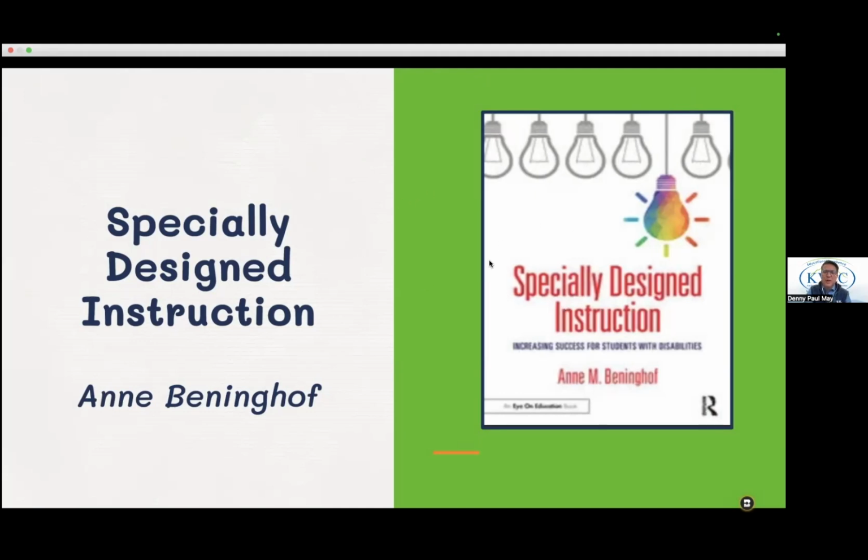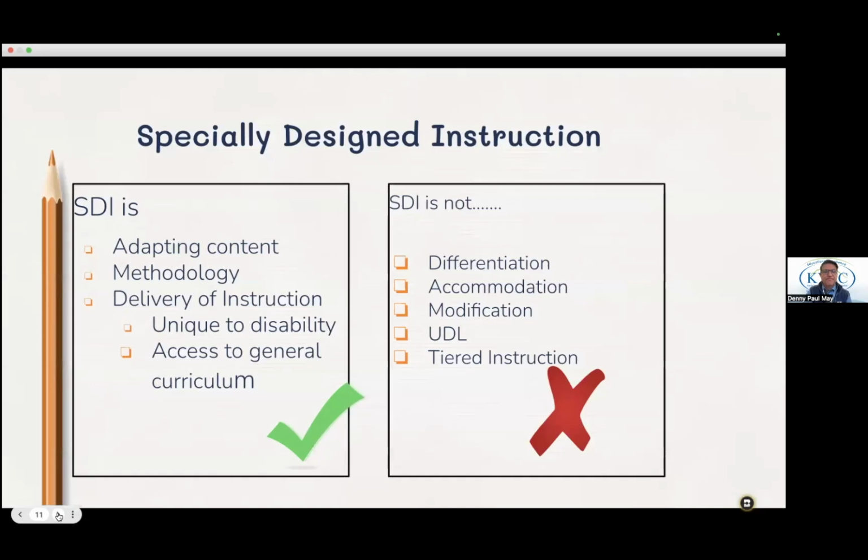But this book really does a good job of breaking down the difference between what universal design for learning is, and what differentiation is, and what SDI is, and how those things work in the classroom, and it gives you some questions to consider. It gives you some scenarios, and we're going to kind of capture some of that information today.